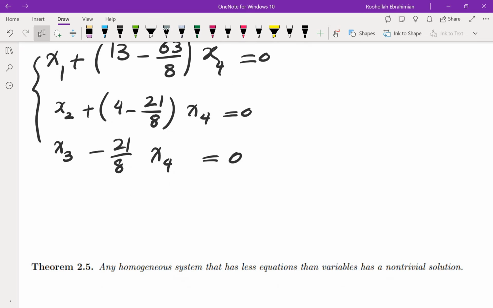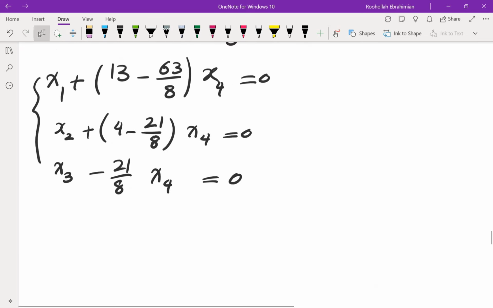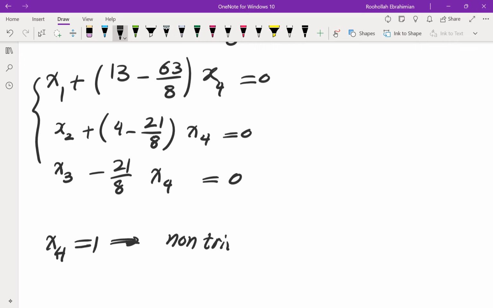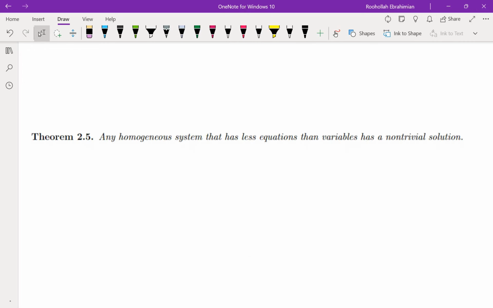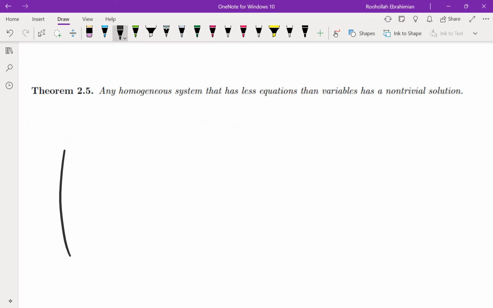Okay, now what that means is that x1, x2, x3 can be found in terms of x4. So if you take x4 equals 1, then you get a non-zero solution, a non-trivial solution. And what's the reason for that? The reason is we have more variables than equations. And that brings me to the important theorem here, that any homogeneous system that has fewer equations than variables has a non-trivial solution. So how do we show that?